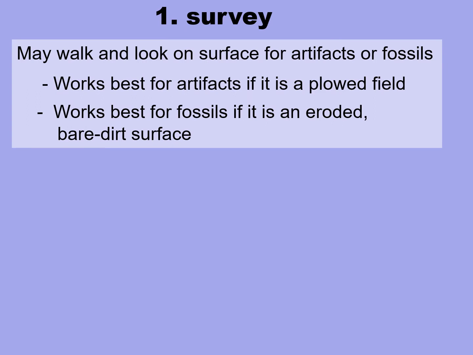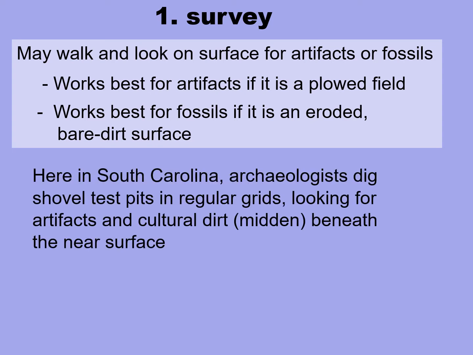Usually, you walk and look on the surface for artifacts or fossils. For artifacts, this works best if you are walking on a plowed field. For fossils, it works best if you're walking on an eroded bare dirt surface. But of course, you're not always in a plowed field or on a bare dirt surface. Plus, finding artifacts or fossils on the surface only tells you about near-surface sites.